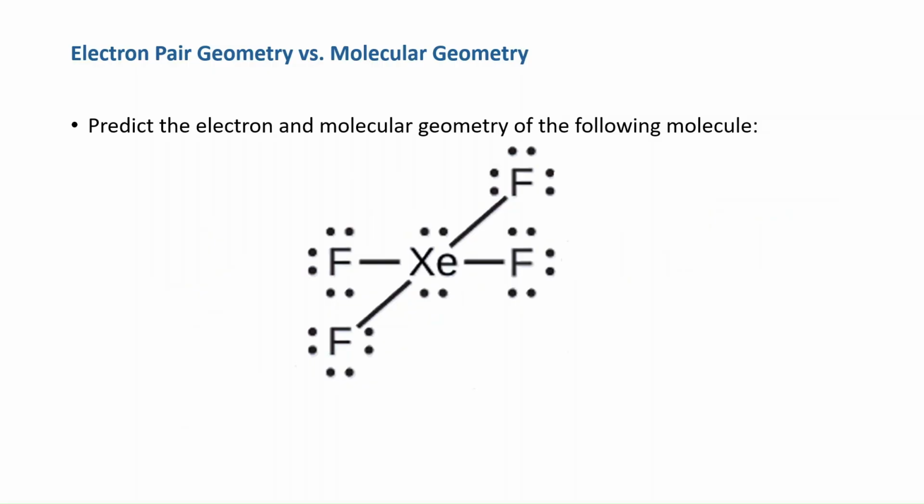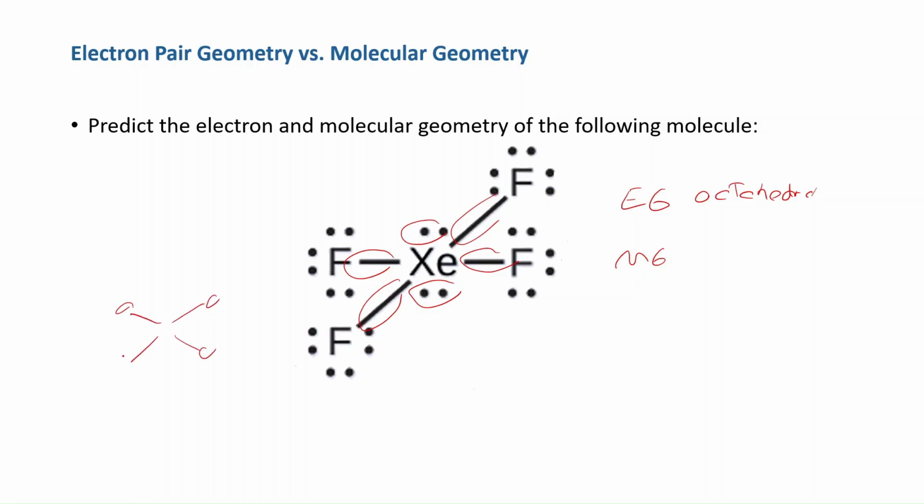Okay, electron and molecular geometry. For the electron geometry, how many electron groups do we have? 1, 2, 3, 4, 5, 6. Remember, every bond counts. So that's going to be octahedral. Molecular geometry. Let's just once again make my little drawing. But on top you have electrons, so we ignore them. What do you have in here? You have a plane that's a square planar.